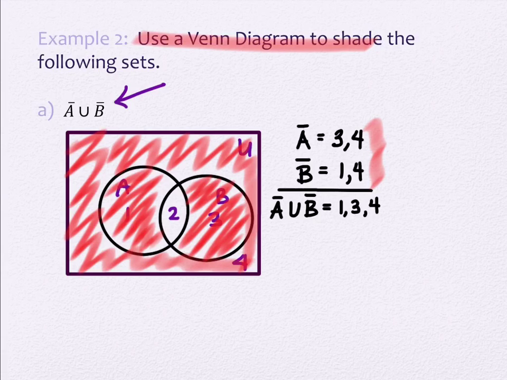Okay. Any questions about this one? Because they will get more difficult once we have 3. So it is okay that when we shade it, it's all the same color? Yeah, absolutely. So why isn't 2 involved at all? Because 2 is not in A complement and 2 is not in B complement. So it's not in the union of the complements.